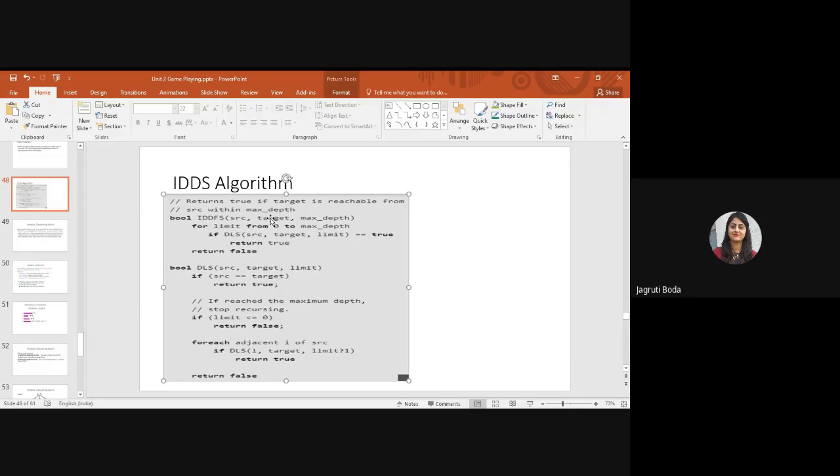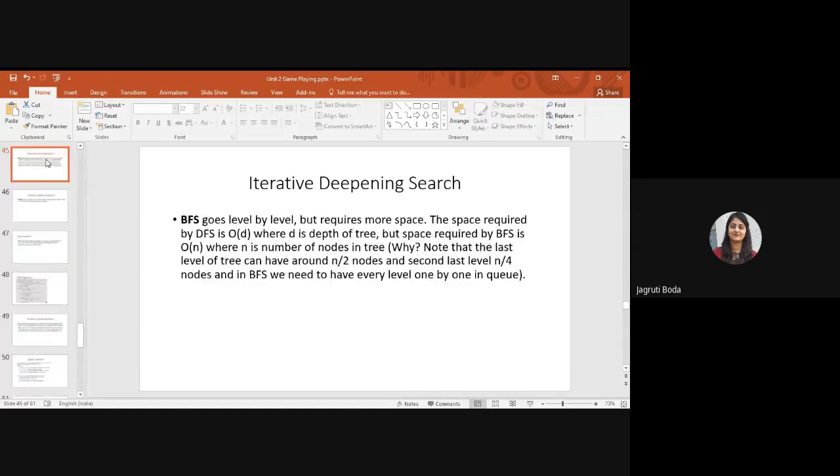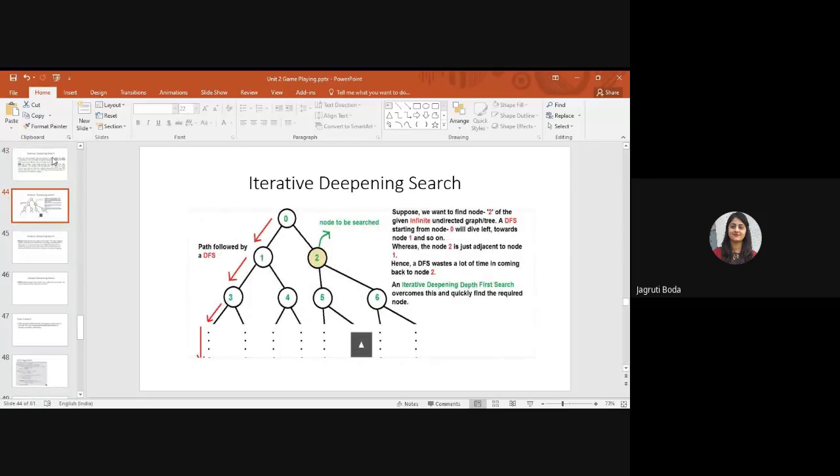What is your destination? For limit from 0 to maximum depth, if DLS with source, target and limit finds it, then it is available, so directly return true. If the limit is less than or equal to 0, then return false. If it is not available, then return false. Okay, you have explored this example, so it is clear. Does anyone still have a doubt in today's topic? Then you can ask me a question.